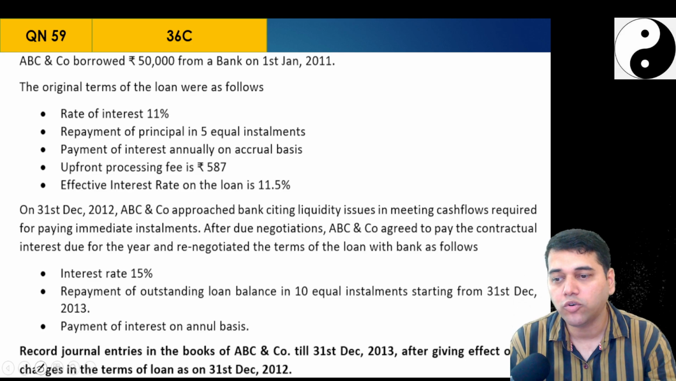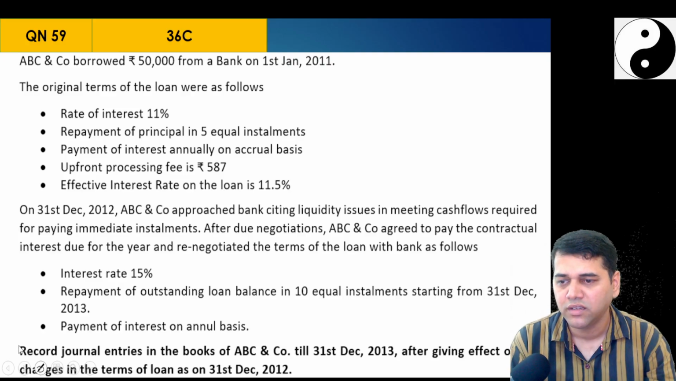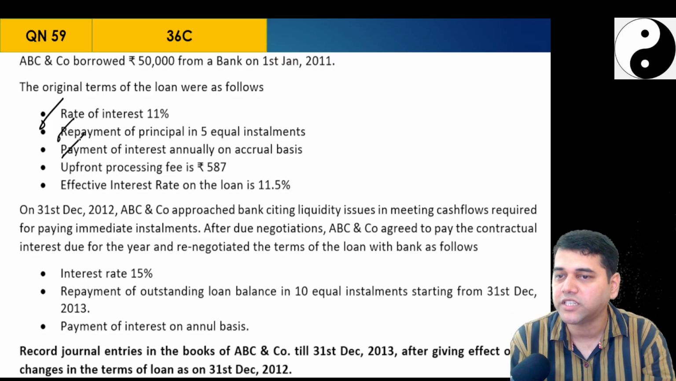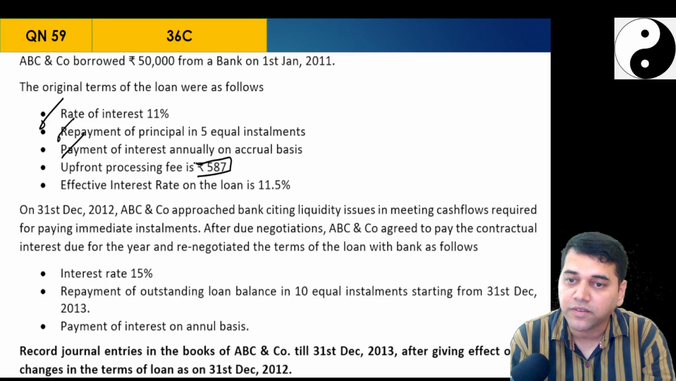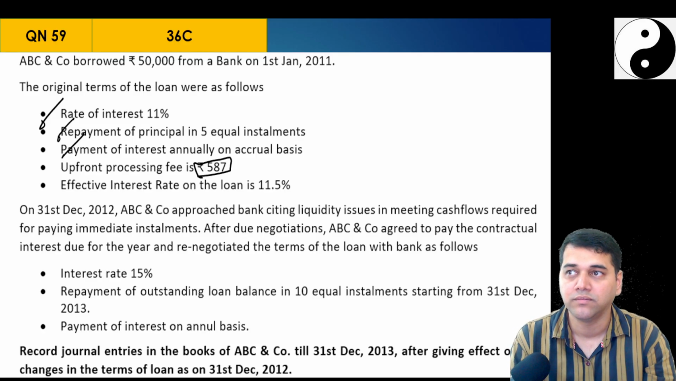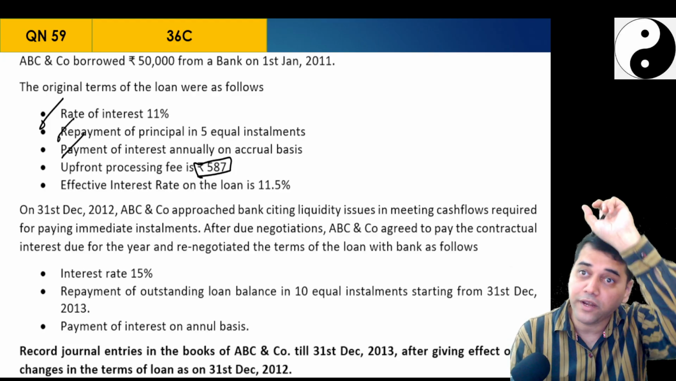A and Co borrowed 50,000 loan from a bank on 1st January. Same story here. Only one small change happened. Rate of interest 11%. Repayment in 5 installments. Upfront fees is 587. Now you see how it's going to change your accounting. A transaction processing fee you paid on the original loan.